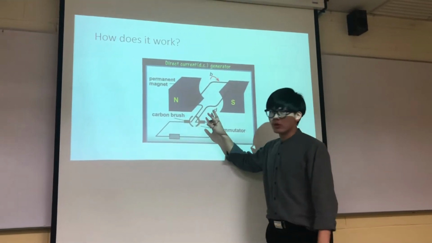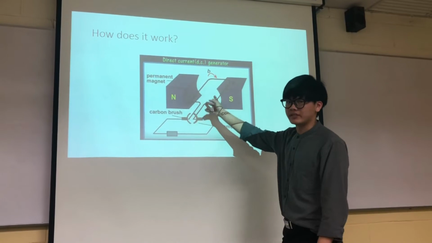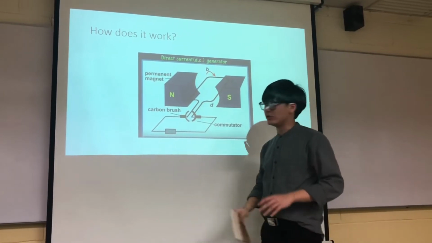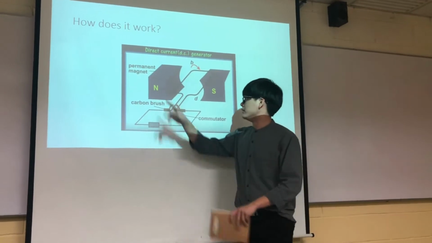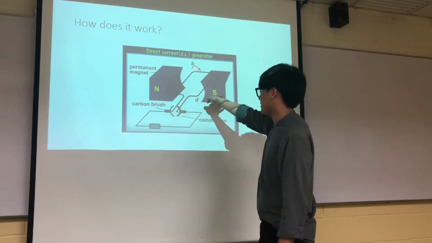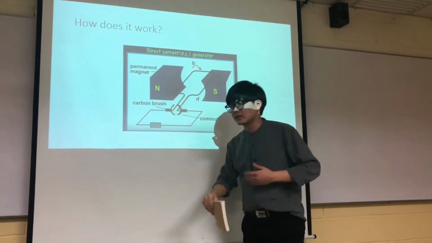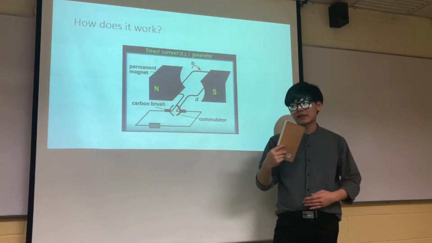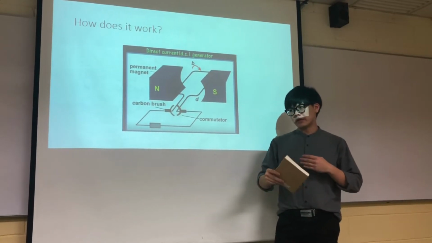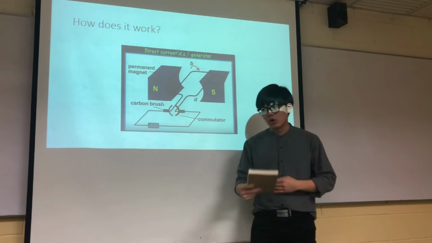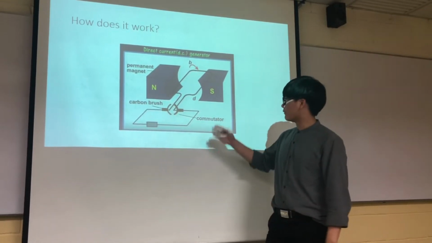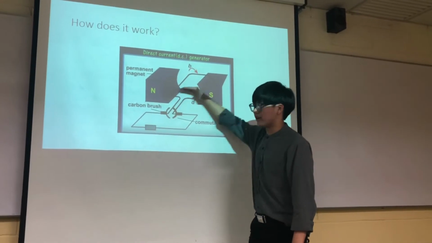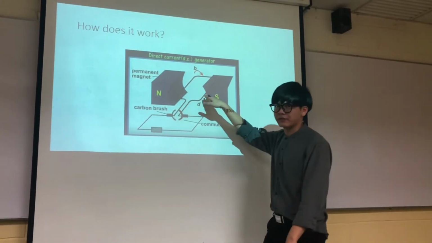So if I were to rotate the coil here in the clockwise direction, what will happen to the magnetic flux? It will increase from this direction, from north to south in this direction. So according to Lenz's law, the induced magnetic field will be in a direction that opposes the initial magnetic field that it creates. So now we have to create a magnetic field in this direction to oppose the increase in magnetic field here.